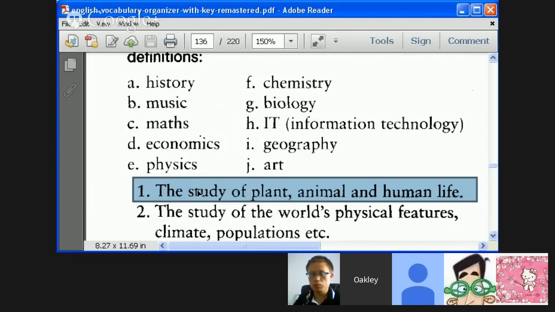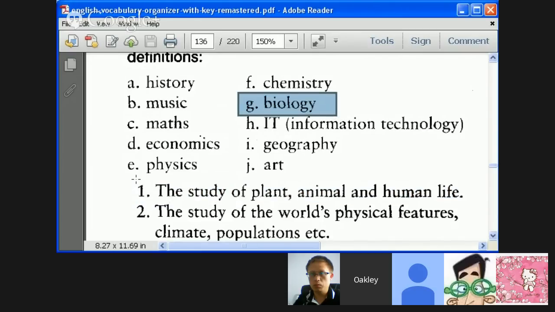Number 1, please. The study of plant, animal, and human life is biology. Indeed it is.